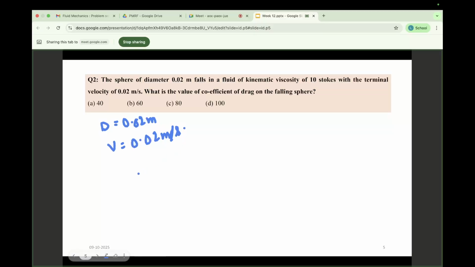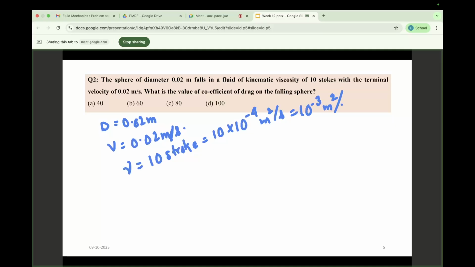And the kinematic viscosity, which we can represent as nu, is 10 stokes. But I have to convert it into SI unit. So 10 stokes means 10 into 10 to the power minus 4 meters square per second, so that means it is 10 to the power minus 3 meters square per second. These are the three things that are given. So now we have to check the value of the Reynolds number.